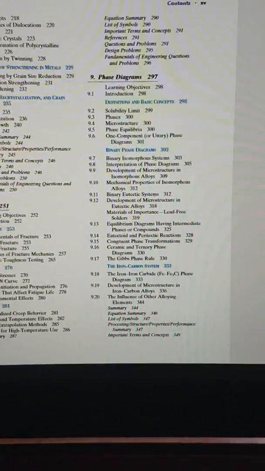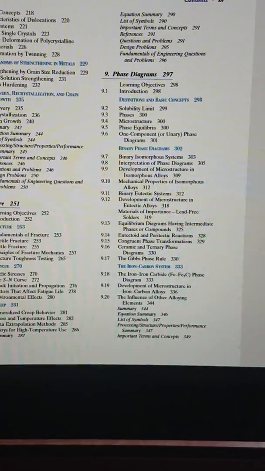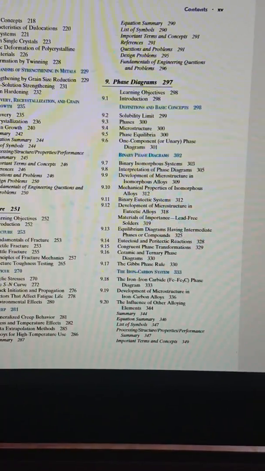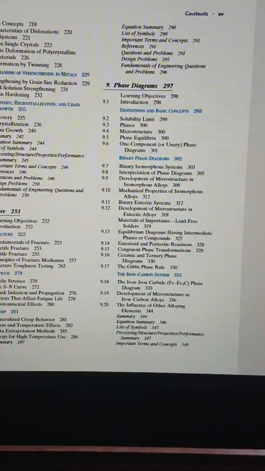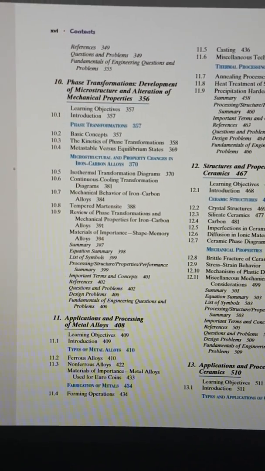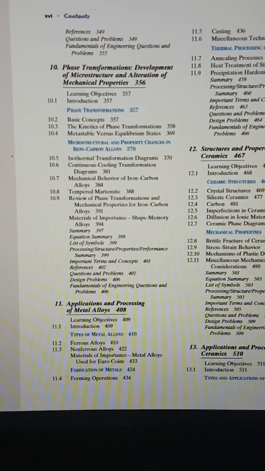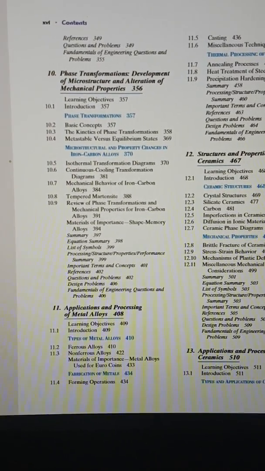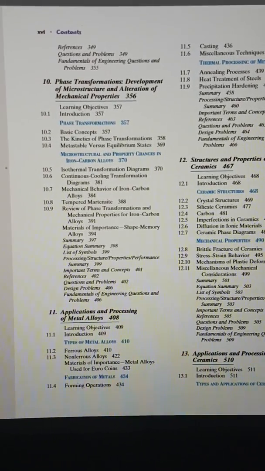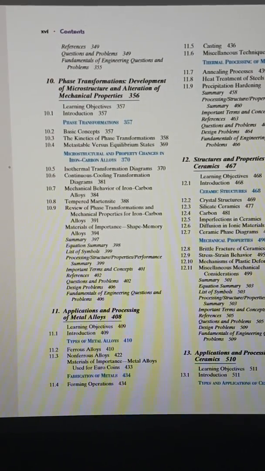We talk about phase diagrams, and we're going to cover the definitions and basic concepts of phase diagrams, binary phase diagrams, the iron-carbon system, all this, how they are related to material science and engineering. And chapter 10, we're going to continue with phase transformations, development of microstructures and alteration of mechanical properties. Here we can see phase transformation. We're going to see microstructural and property changes in iron-carbon alloys.